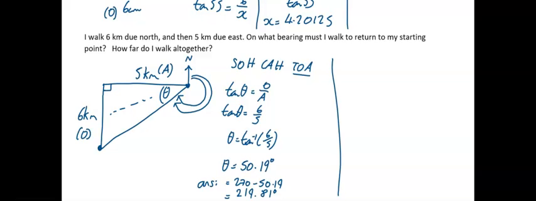Okay, the last part of the question says, how far do I walk altogether? So this person has gone 6 kilometers north and 5 kilometers east, and then they walk back along this way. So we want to find this missing side here. So I'm just going to do a right angle triangle. This is just a very rough sketch, doesn't really matter about it. And I want to find this x, so I need to find this distance here.